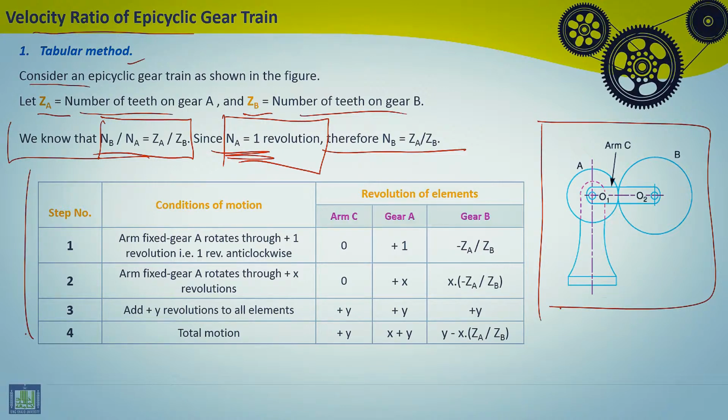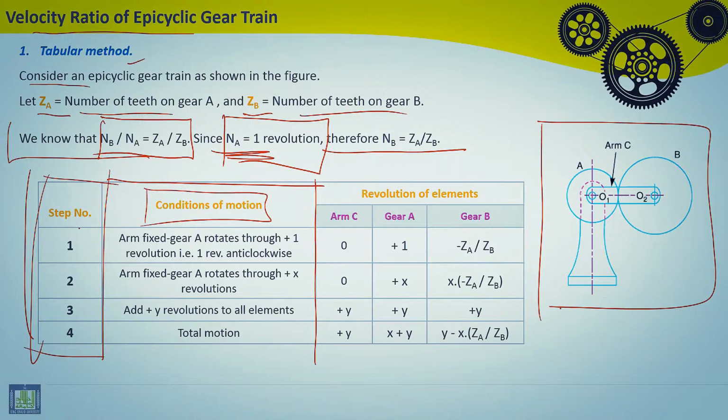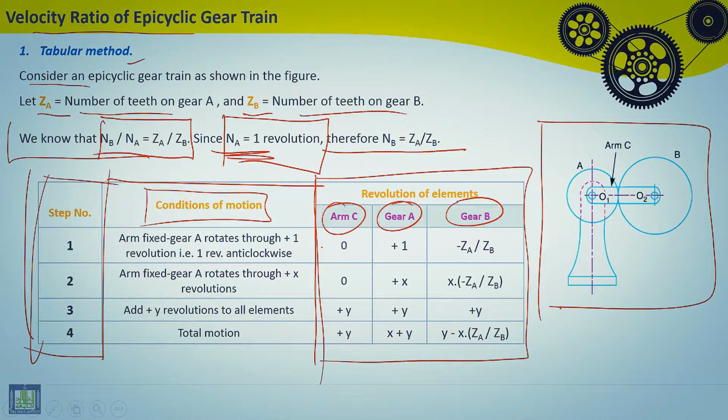On this table, we'll put here in the first column the number of steps or configuration of this epicyclic gear train. In the second column, it is presented here the conditions of motion of different configuration. Last big row, this one, this is for speed calculation for arm, for gear A, and for gear B. Let's see how to calculate them.